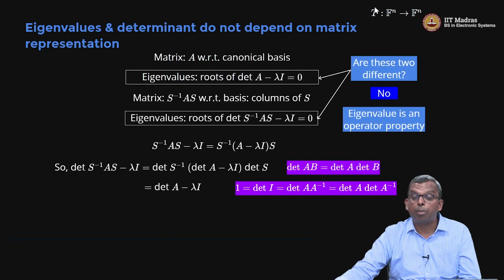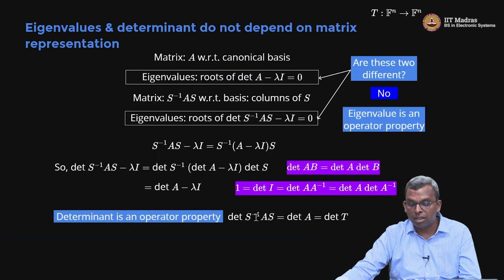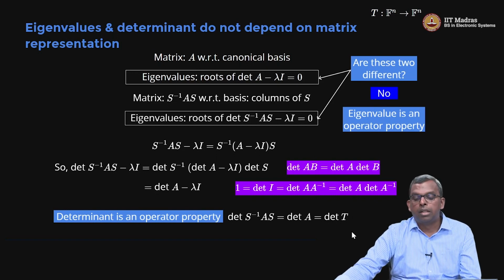The eigenvalue becomes an operator property. So eigenvalue of the operator, people also loosely say it's matrix, but remember it's eigenvalues of the operator. Same thing with determinant. Determinant is also an operator property, because even if you change the basis, if you look at S inverse AS, it is the same as determinant A, right? Because determinant S inverse into determinant A into determinant S, S inverse and S sort of cancel and you get just determinant A. So it's best to say eigenvalues of the operator, determinant of the operator. Okay, if you do a similarity transform, determinant doesn't change, eigenvalues do not change.